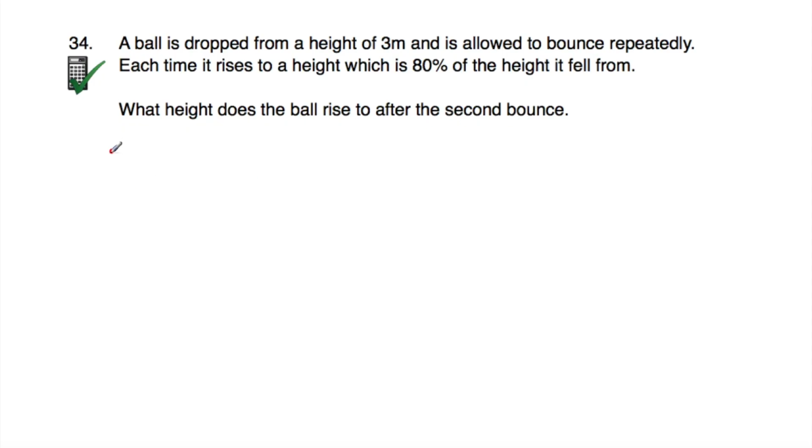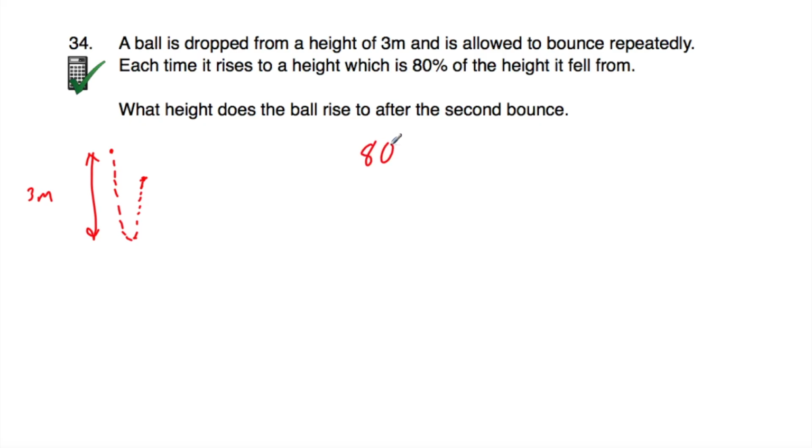So here we've got the ball to begin with. It's a total height of 3 meters, so 3 meters above the ground. It then falls to the ground and then bounces up, and whenever it bounces up, it reaches a height that is 80% of this height. So to find how high the ball reaches after its first bounce, we need to work out 80% of 3 meters, because each time it's 80% of the height it fell from previously.